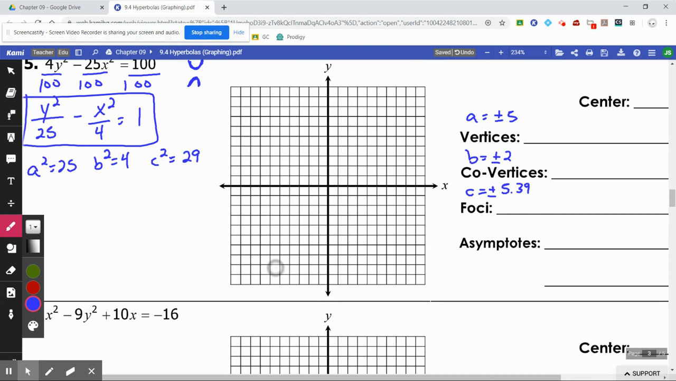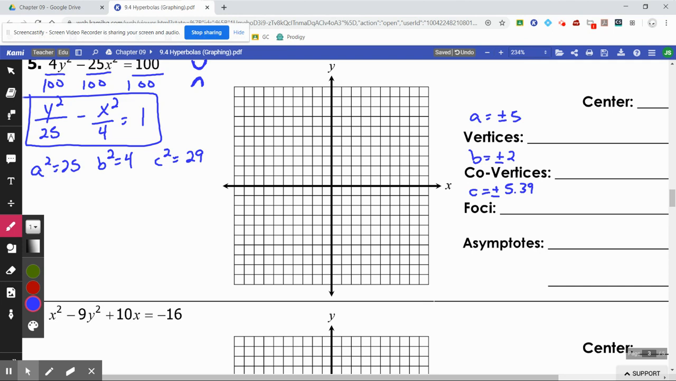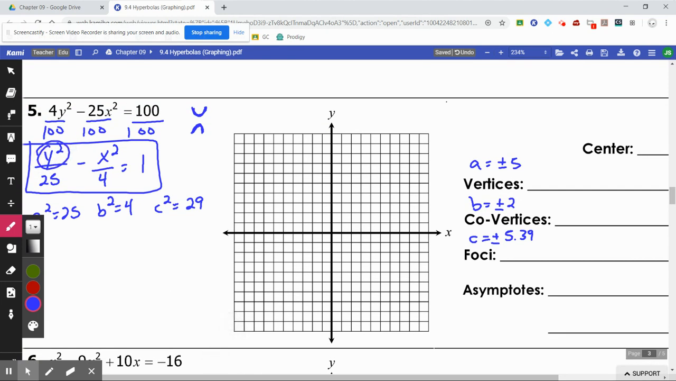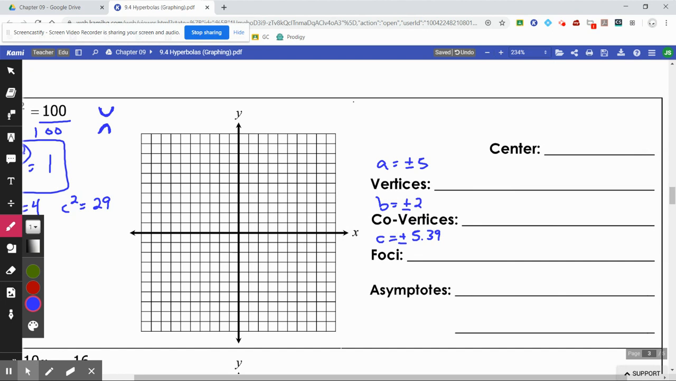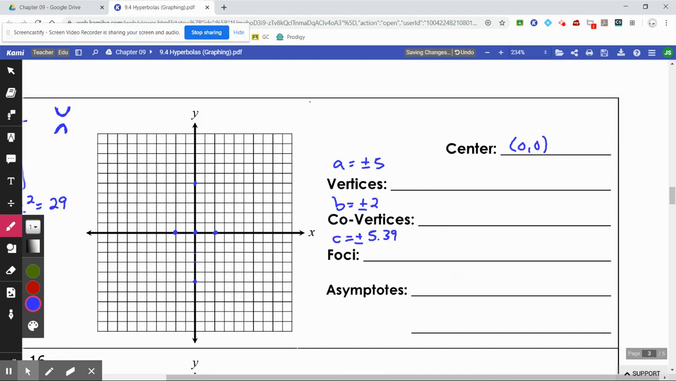So let's go through and graph all those. The center, notice there's no plus and minuses on the y's and x's, so we have a center at 0, 0. So let me plot that. Let me go ahead and draw the vertices. Since it's vertical, we're going to go up 1, 2, 3, 4, 5. We're going to go down 1, 2, 3, 4, 5. We're going to plot our co-vertices, right 2 and left 2. So our actual vertices are at 0, plus and minus 5. Our co-vertices are at plus and minus 2, 0.